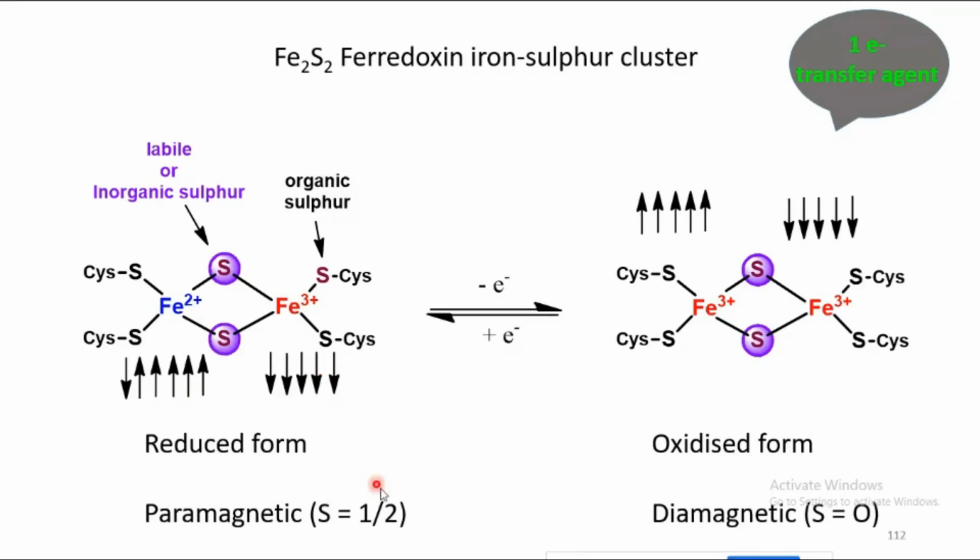But its measured magnetic moment corresponds to a total spin of one half only. This clearly indicates that both the iron centers are interacting via the bridging sulfur, and antiferromagnetic coupling is operating. Antiferromagnetic coupling may also be termed superexchange, which means the exchange of spin between metal centers present in close proximity. Upon electron transfer, in the oxidized form both the iron centers are in the +3 oxidation state. Even though it has 10 unpaired electrons, due to the antiferromagnetic coupling, they exhibit diamagnetism.